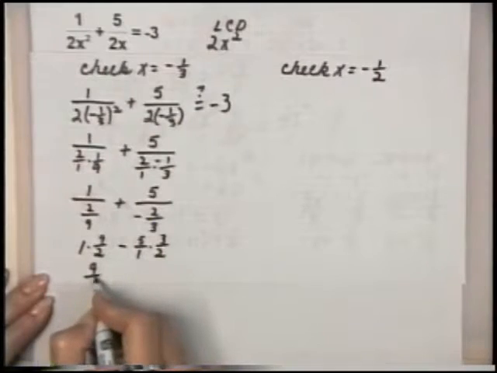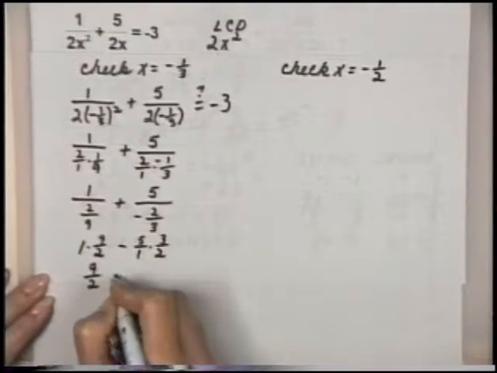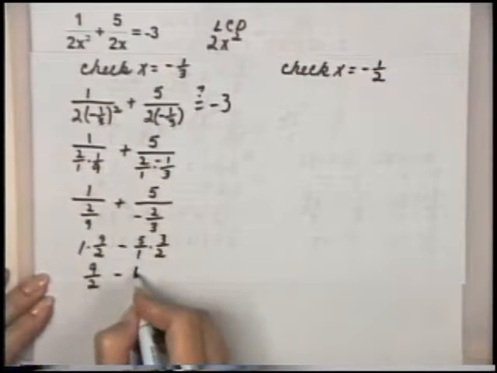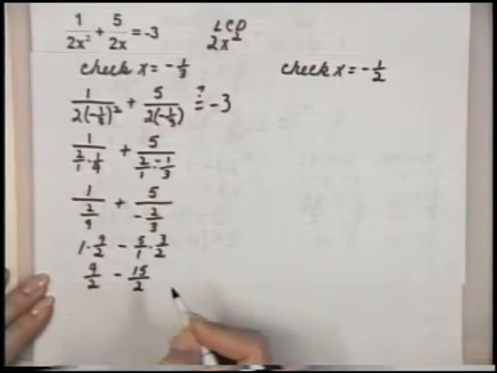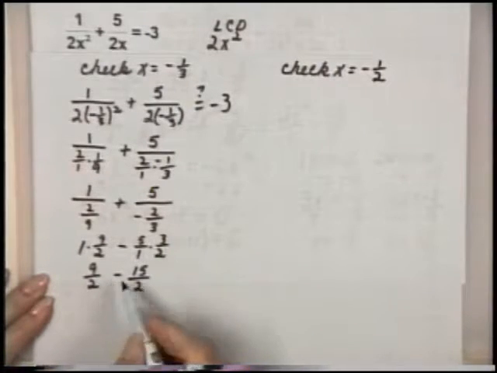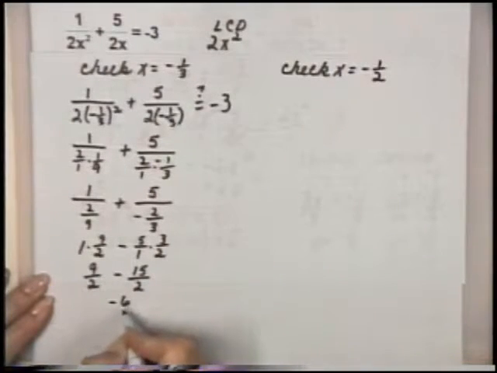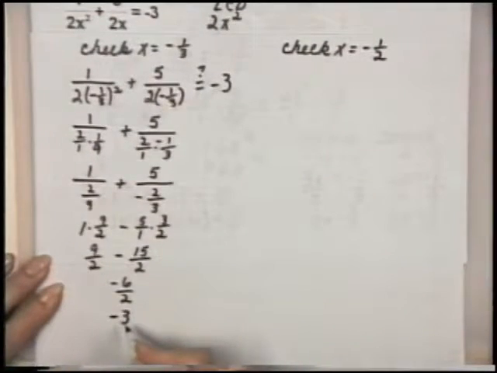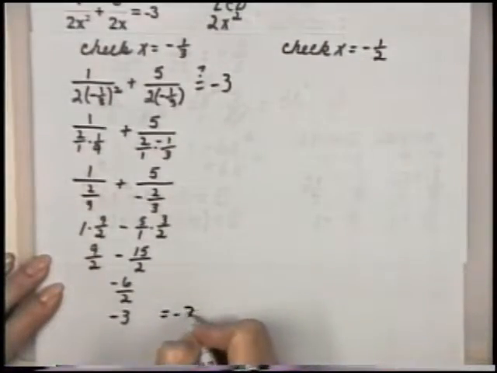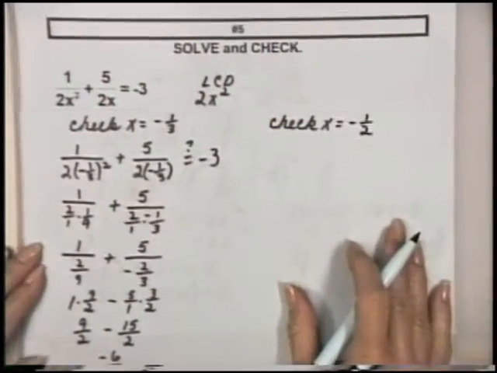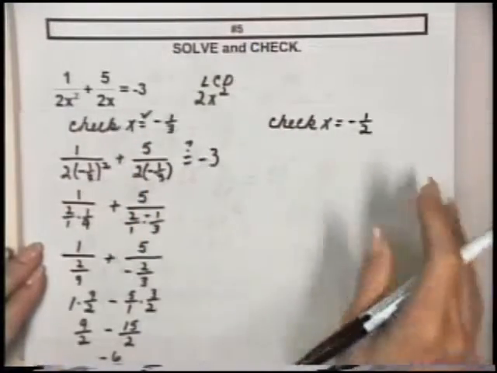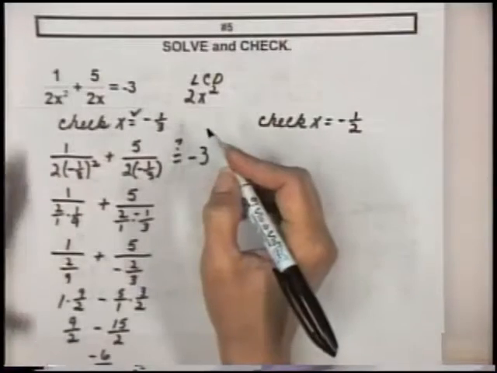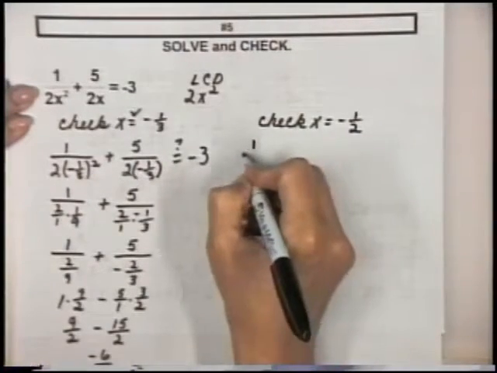For my first multiplication, 1 times 9/2 is 9/2. Subtract 5 over 1 times 3 over 2. 5 times 3 would give me 15. 1 times 2 would give me 2. 9/2 subtract 15/2 would give me a negative 6/2, and negative 6/2 is negative 3. Negative 3 is what I have on the other side of the equation, so x equals negative 1/3 checks in the original equation. Let's check x equals negative 1/2.